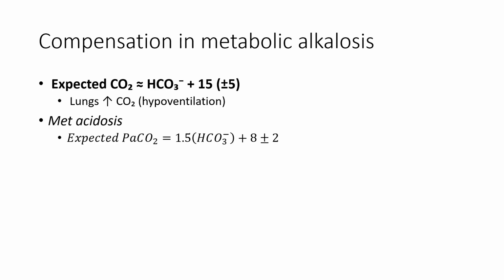Like in metabolic acidosis, there is also a Winter's formula for expected CO2 in metabolic alkalosis. In metabolic acidosis, we saw, if you can remember, that the expected PaCO2 was 1.5 × bicarb + 8 ± 2. So for metabolic alkalosis, the expected CO2 is bicarb + 15 ± 5.